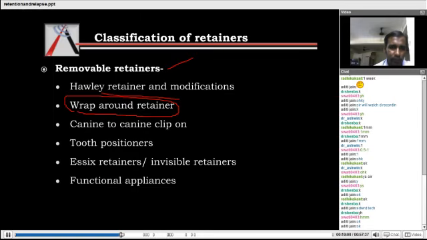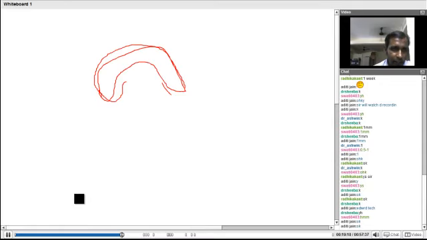Okay? Canine-to-canine clip-on retainers will cover only the canine to canine. But here the advantage is you will have a labial as well as a lingual wire on both sides. It's called a clip-on retainer.